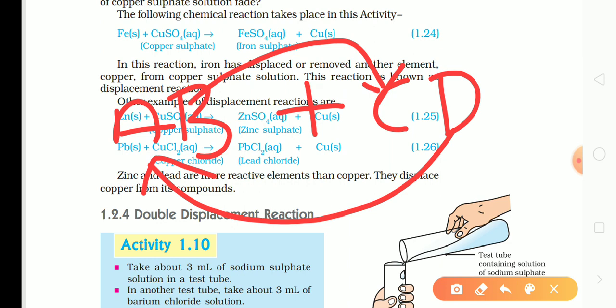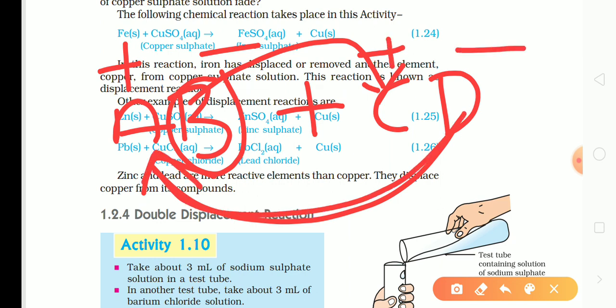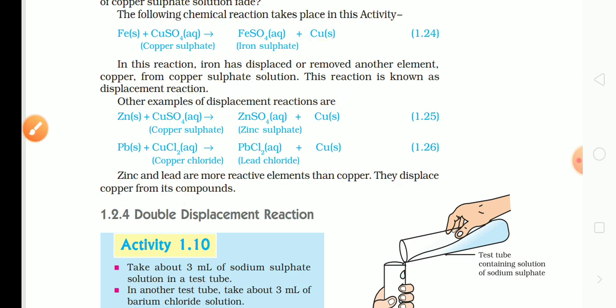And all these things are called ions. Metals are positive ions and these are negative ions. This is again positive, this is negative. This negative will come here and this negative will go there. So what is happening? In a double displacement reaction, exchange of ions is happening.